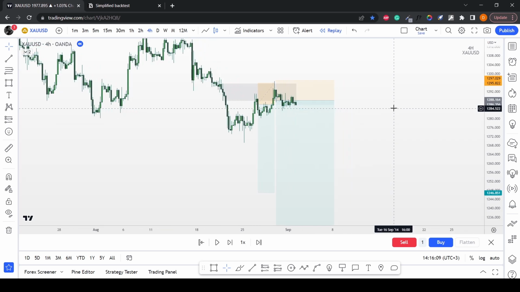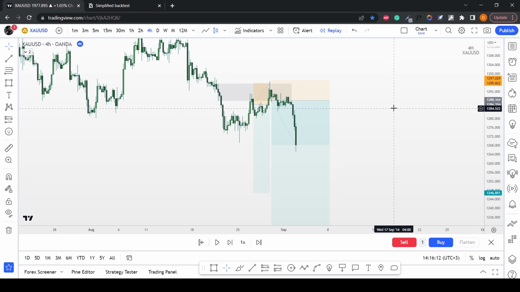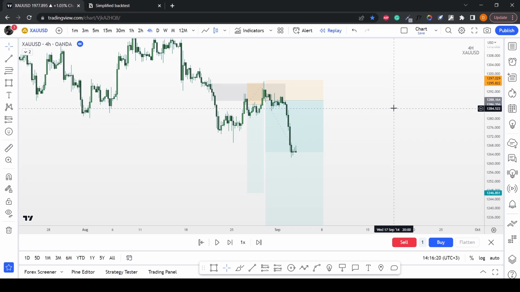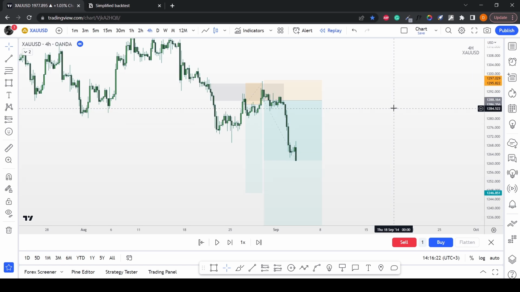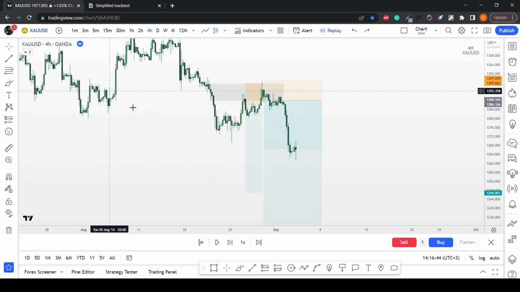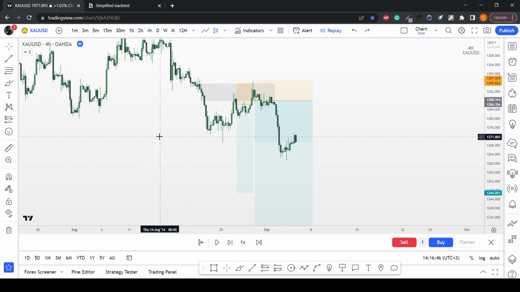So something like this, and I can trail now to here. So this is my trail. Now we have one more break to the downside and I can trail to this level. So one more break to the downside and we trail to this level. And I think this will take us out from the trade. Actually, we're still in the trade.